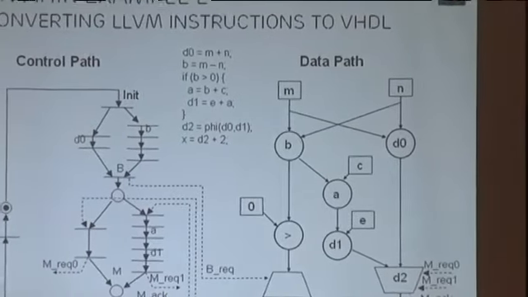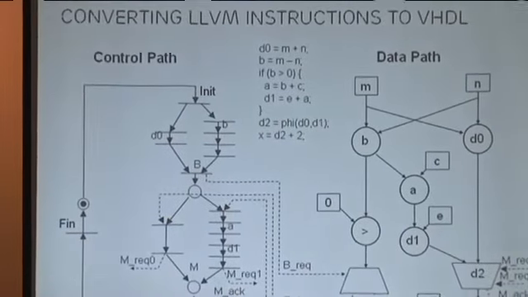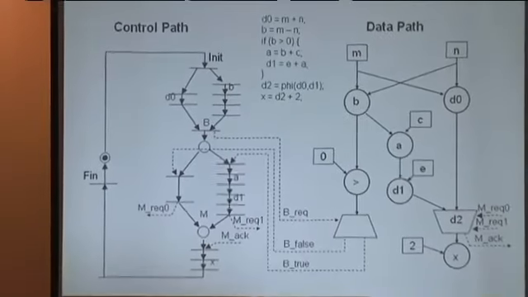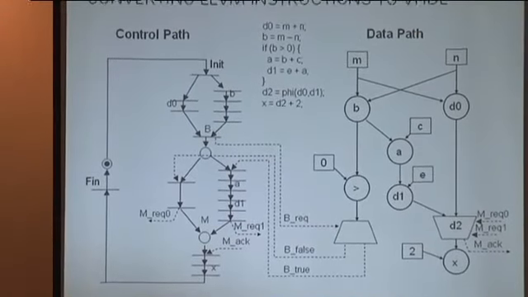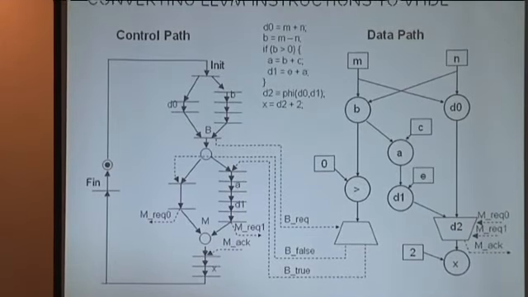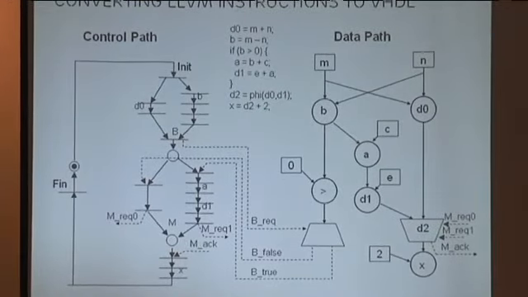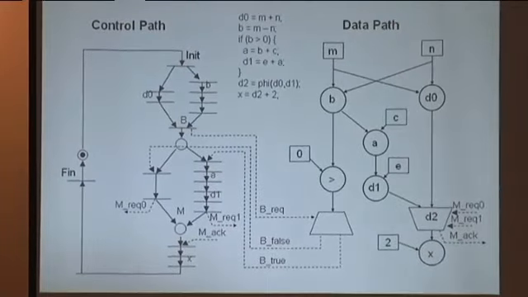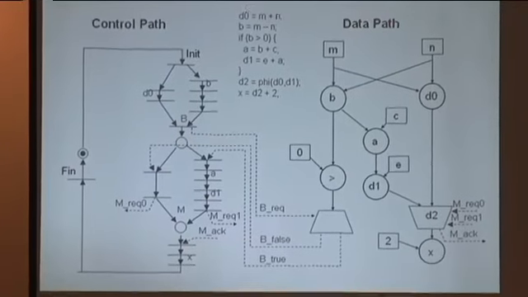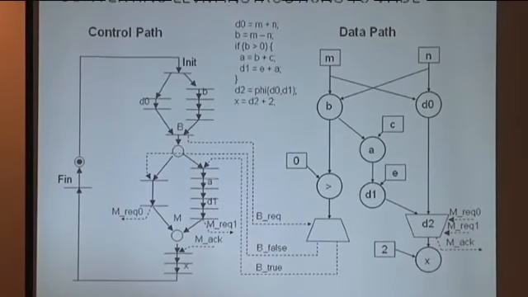And the data path and the control path are linked by signals, by wires, that allow them to communicate. For example, the control path will need to indicate to the data path which value of D is going to be assigned, whether it's D0 or D1. Likewise, the data path needs to communicate to the control path the results of a test.